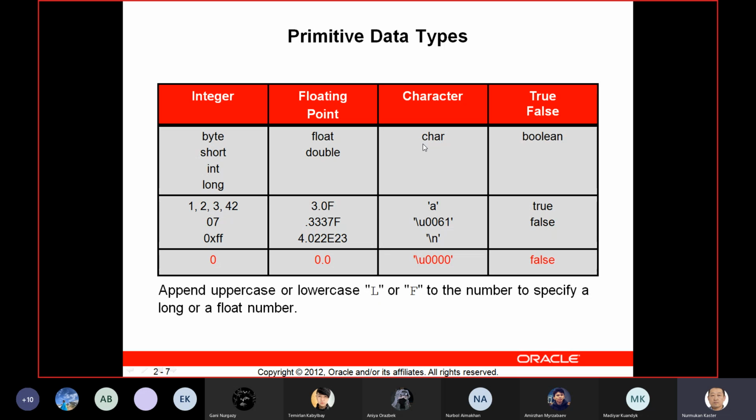The range is from 0 to 256, I think. And then byte is from minus 128 to 127. Then also Boolean has only 2 values, true and false.